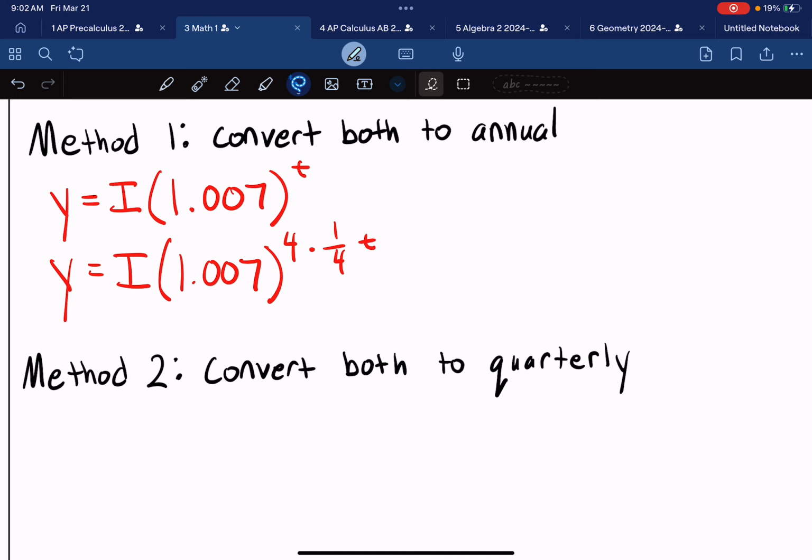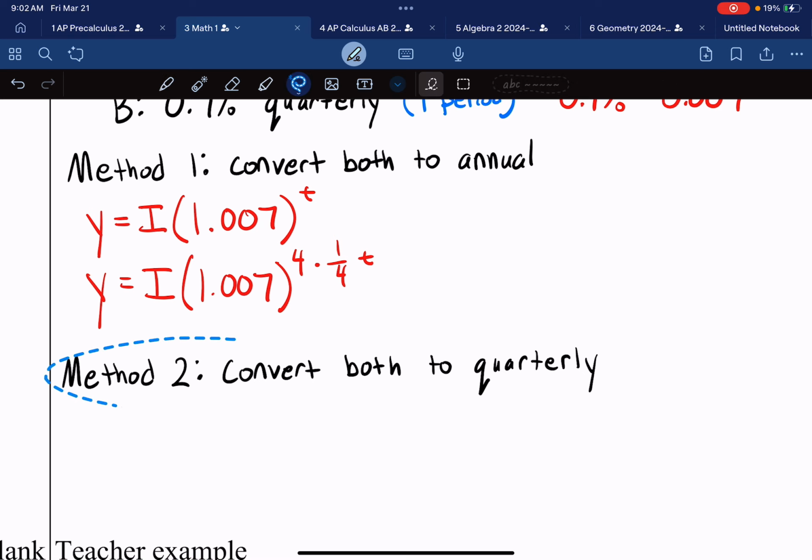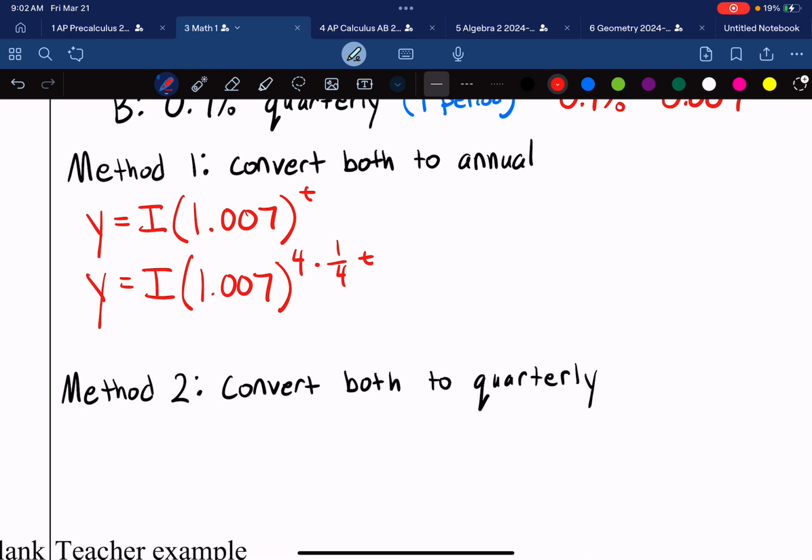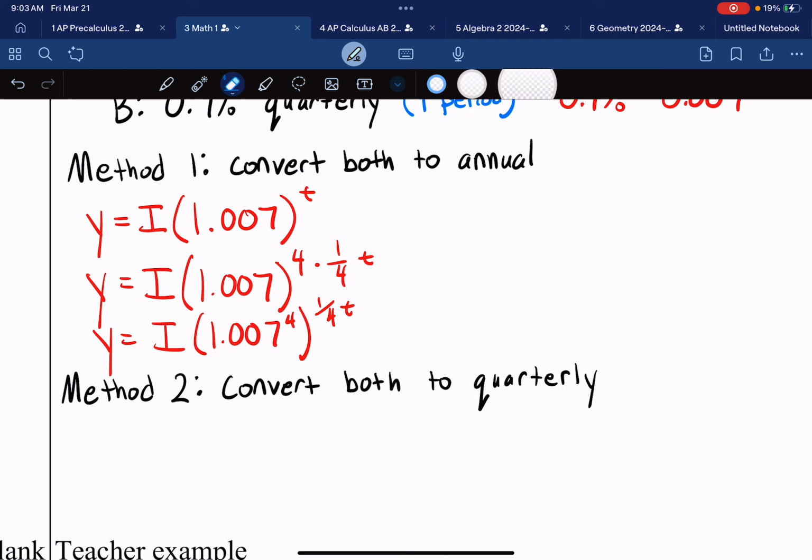So from here, I'm going to move this 4 into here, and I need a little bit more room. Let's go ahead and move you down just a little bit. This is going to be y is equal to my initial value times 1.007 to the power of 4, and then to the power of 1/4 t. All right, and from here, I can say that this is the same thing as 1.007. Well, wait, hold on. What is 1.007 to the power of 4? Let's go figure that out.